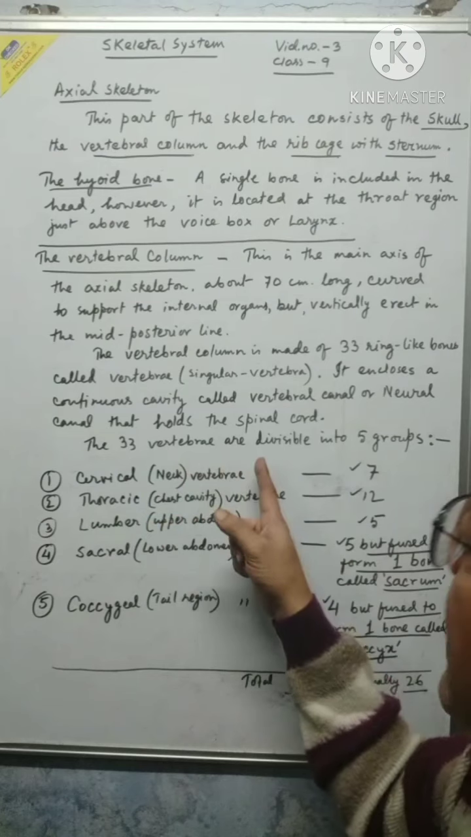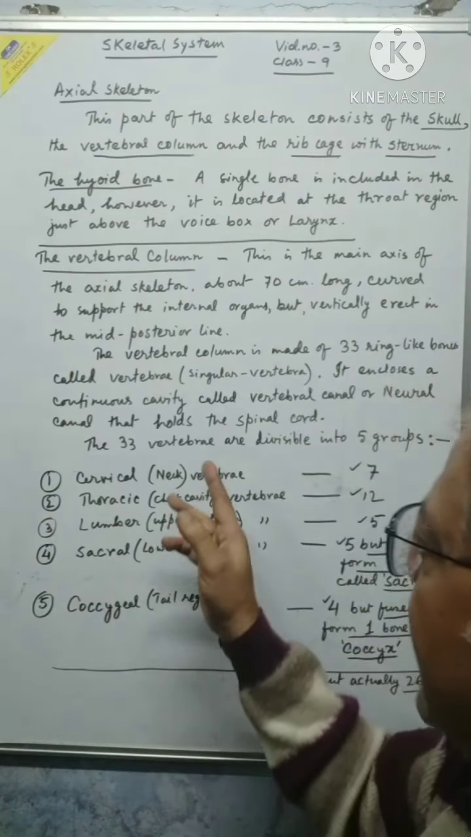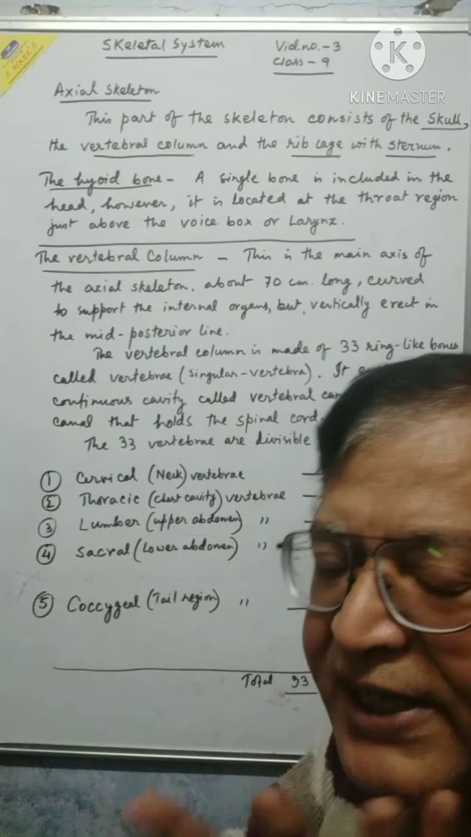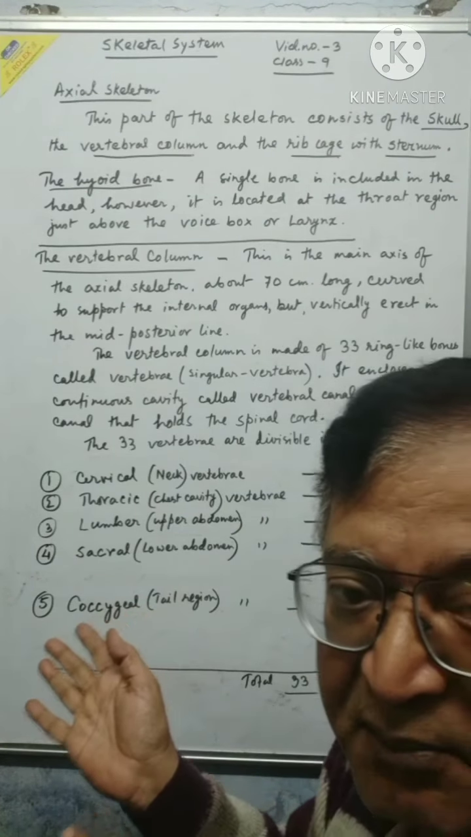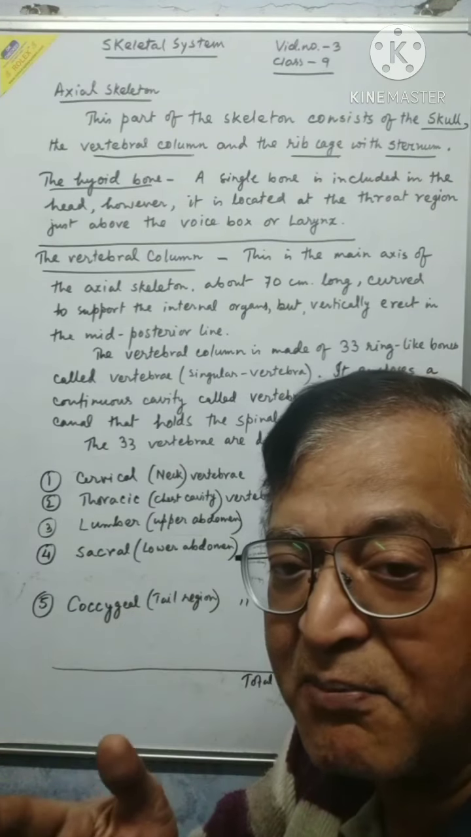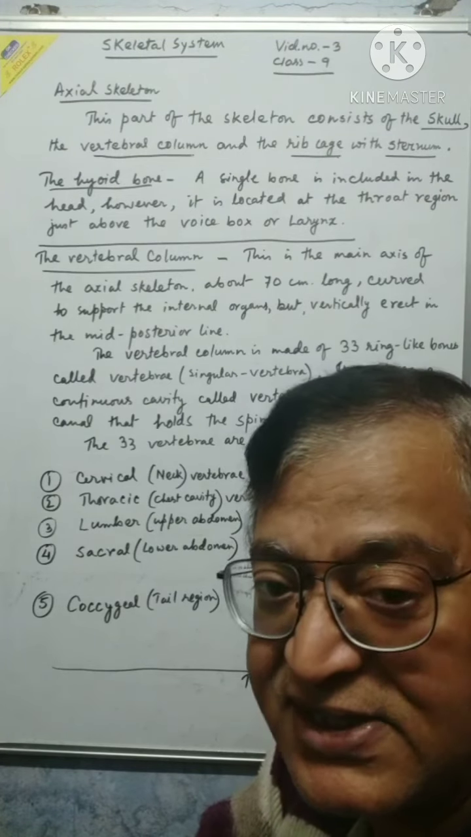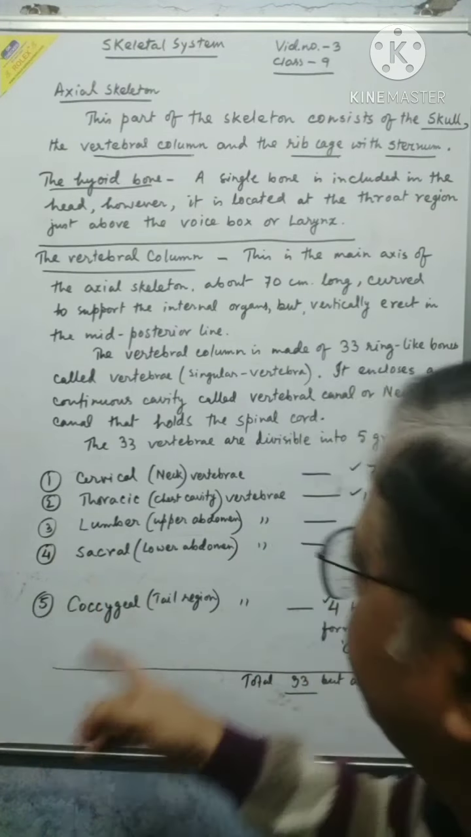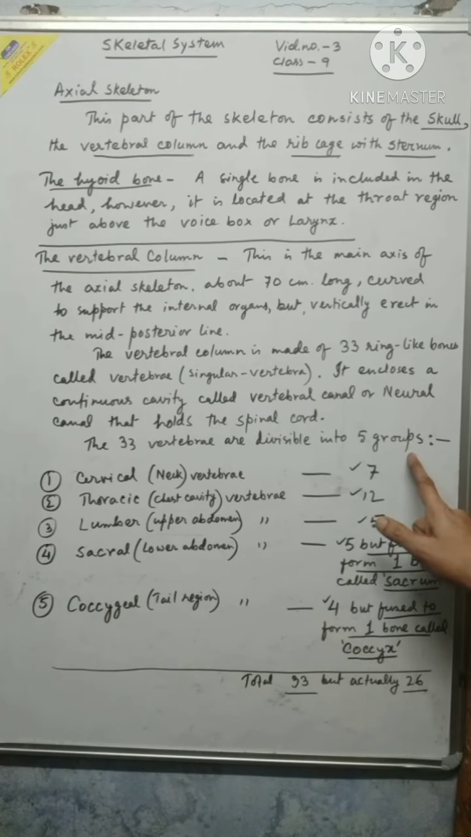These 33 vertebrae are as follows. The total outline of all these 33 vertebrae is given here. But as I told you in the previous video, the total number we do not get as 33. We get 26. How is it? That is shown here. The 33 vertebrae are divisible into 5 groups.